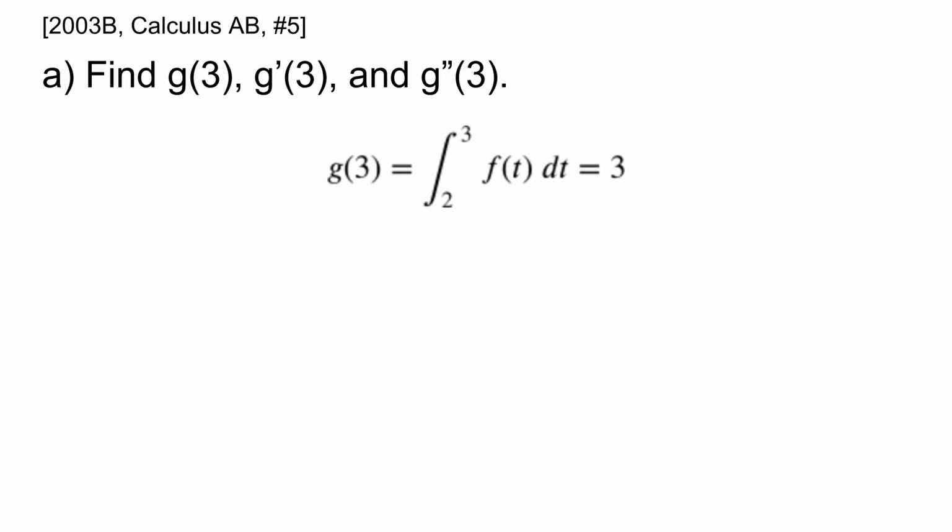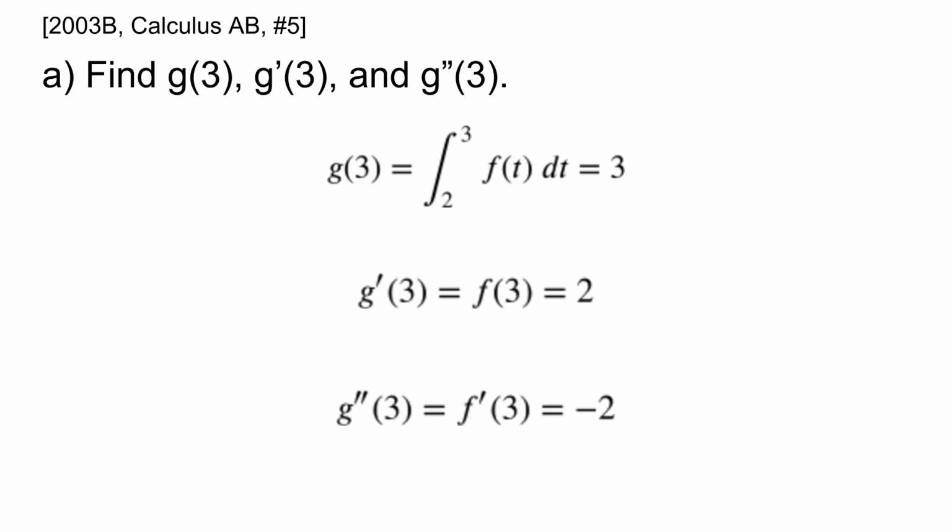G of 3, by definition, is the integral from 2 to 3 of f of t dt, which you can calculate based on the graph that turns out to be 3. By the fundamental theorem of calculus, g prime of 3 will just be f of 3, and based on the graph of f, that will be 2. And lastly, g double prime of 3 will equal f prime of 3, which you can also calculate from the graph. That is negative 2.